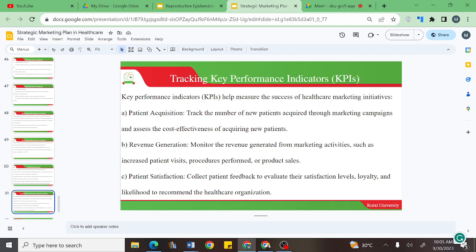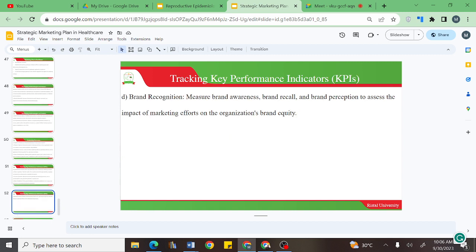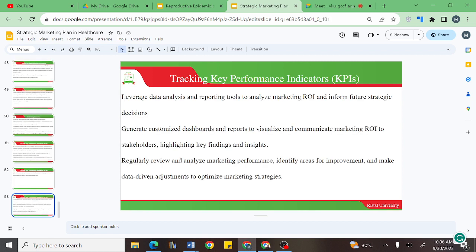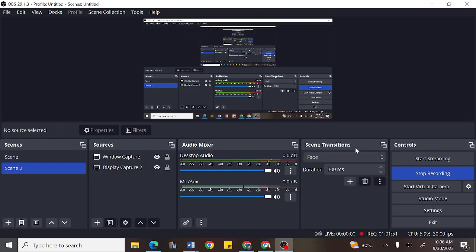So the key performance indicators that you can track include patient acquisition, the number of patients that come as a result of marketing campaigns, how much revenue you generate, and patient satisfaction. These are things that you can really track. And then lastly, brand recognition. It is very important for you to consider data analytics in tracking these key performance indicators. So that marks the end of this presentation.